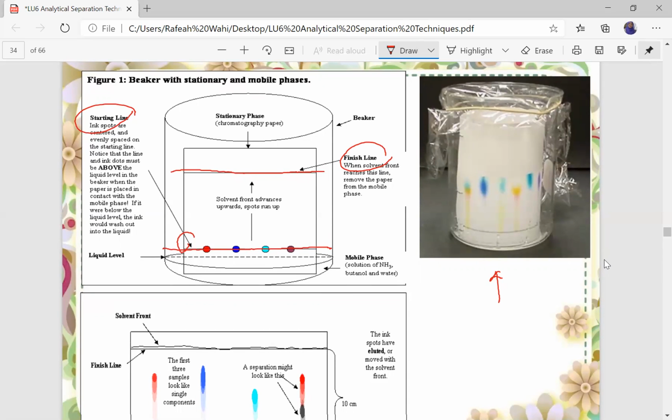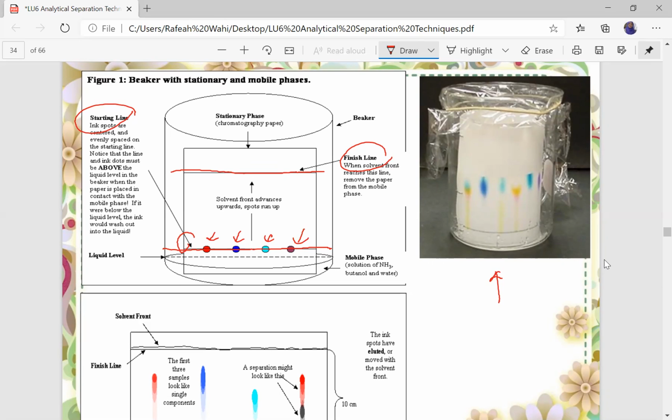Okay, so in a paper chromatography, the red, blue, light blue and brown dots here are the ink spots. You dot your samples on the starting line. The ink spots should be centered and evenly spaced on the starting line. If you notice, the line and the ink dots must be above the liquid level in the beaker when the paper is placed in contact with the mobile phase.